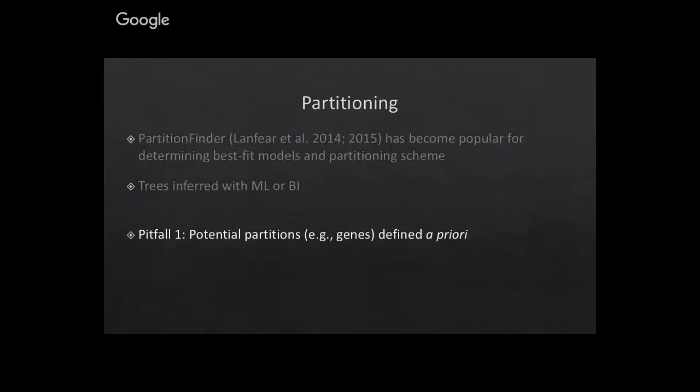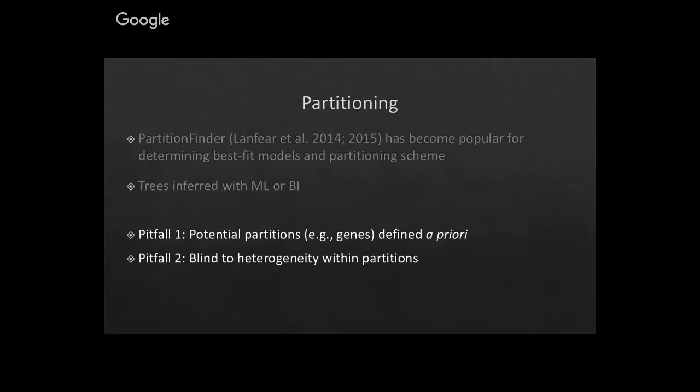Now, of course, there are some potential pitfalls to partitioning. This would be a very coarse method for handling substitutional heterogeneity. The first thing is that you have to define potential partitions a priori. In Partition Finder, the term they use is blocks. Those blocks might be genes. They might be codon positions for nucleotides. Conceivably, if you have a well-annotated protein, you could even partition it up and use blocks by protein domains.